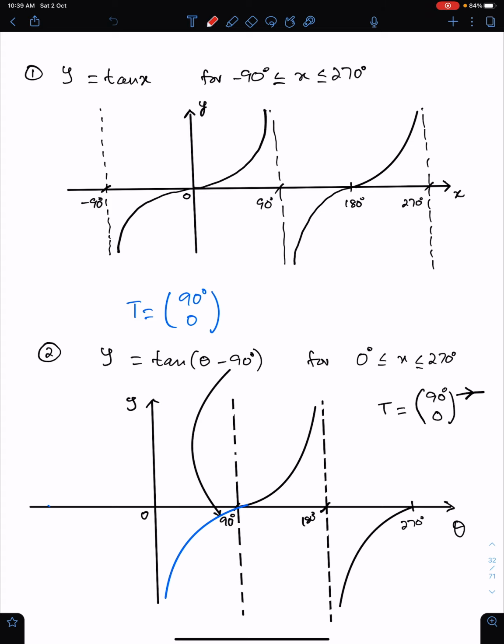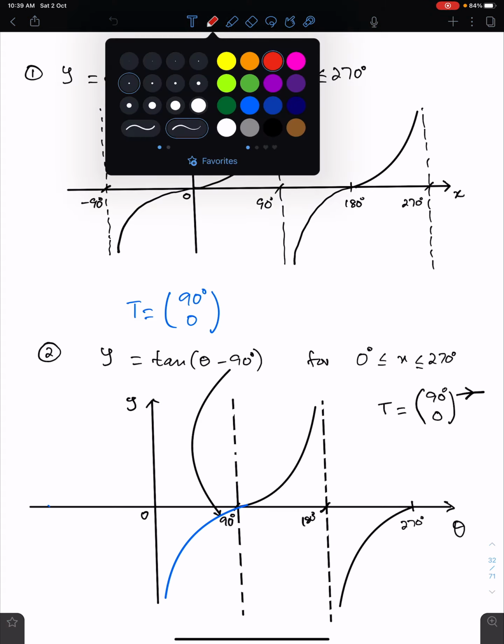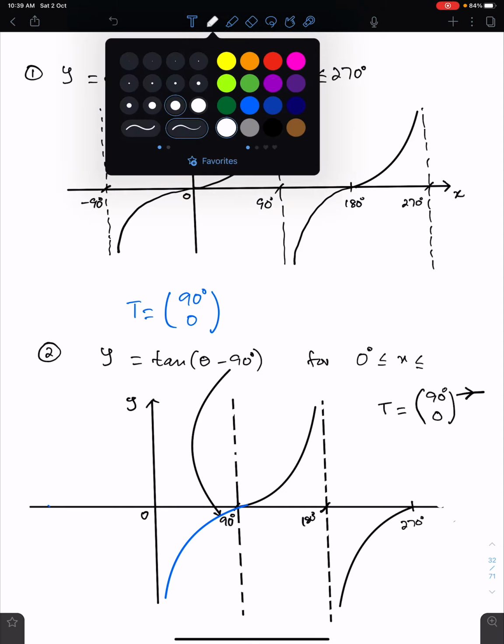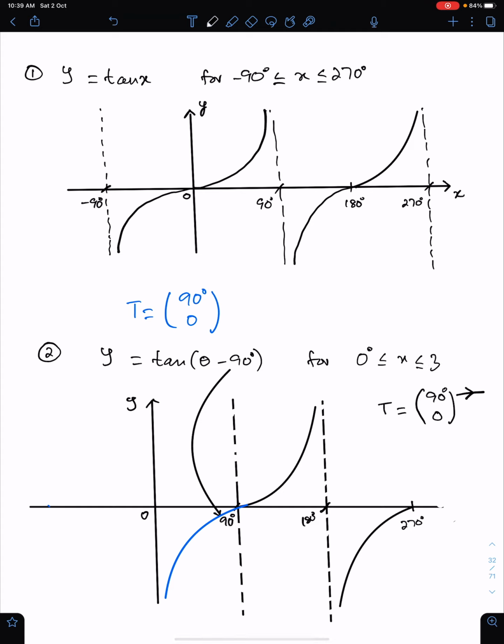So if the domain is still 360 degrees, for example, if this domain is still 360, then you have to sketch this part as well. This part is here. So basically we shifted this graph 90 degrees to the right.